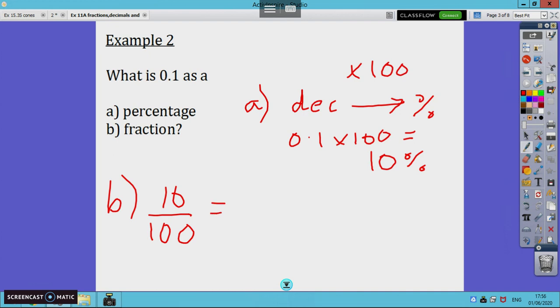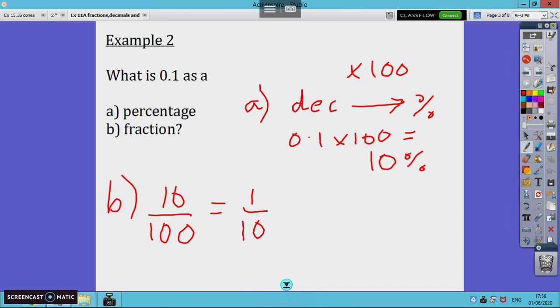It's 10 over 100, and if we simplify that by dividing them both by 10, we get 1/10. So 0.1 is 1/10, just like 0.2 is 2/10, 0.3 is 3/10, 0.4 is 4/10, and so on. But I'm just showing you the way that we could get there using some working out.